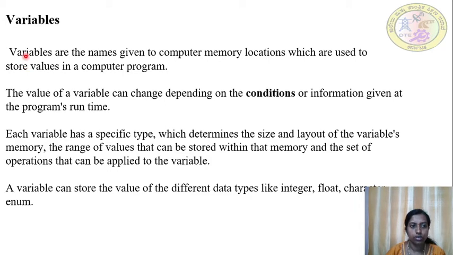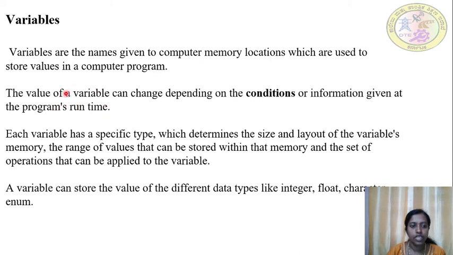Next we move on to see the definition of what a variable is. Variables are the names given to computer memory locations which are used to store values in a computer program. Variables are names which occupy a memory space and are used to store values in a computer program. In other words, the value of a variable can be changed until the program execution ends. The value of a variable can change depending on the condition or information given at the program's run time.